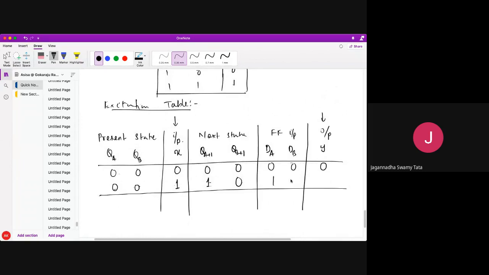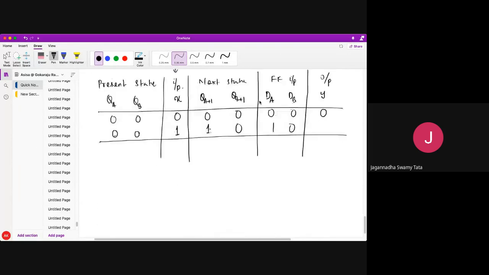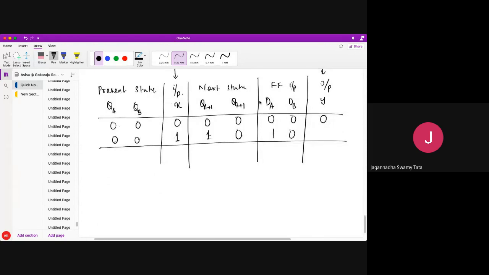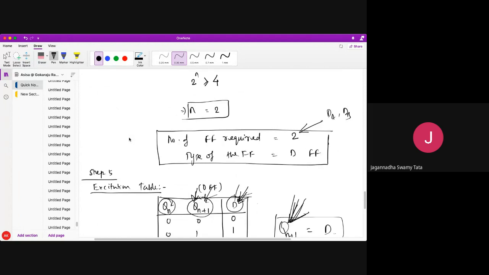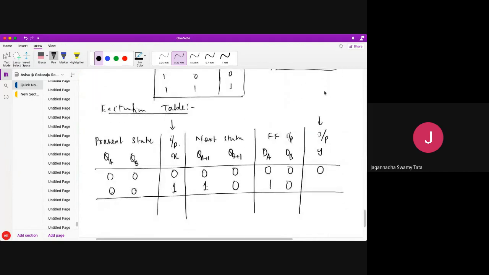That will be only my D, because from my characteristic equation, or from the state level, you can come to know that whatever my D is will be the same as Qn plus 1. That only I have reflected over here, nothing else. Now input is 1, present state is 0 0. What is my output? 1. That I am going to write down at the end.